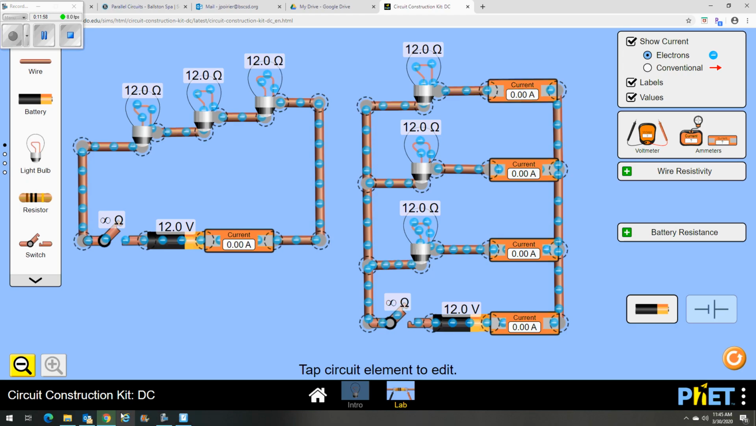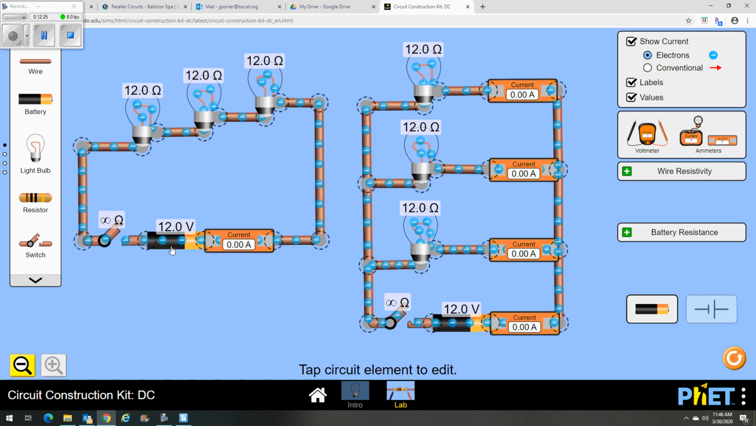Let's now take a quick look at series and parallel light bulbs. Here I have, using the DC construction kit that you used for your labs, three light bulbs, 12 ohm bulbs each, in series with a 12 volt battery. And I've also put three 12 ohm light bulbs in parallel with a 12 volt battery. Now, how will the bulb brightnesses compare if I turn the switches on and let the current flow?